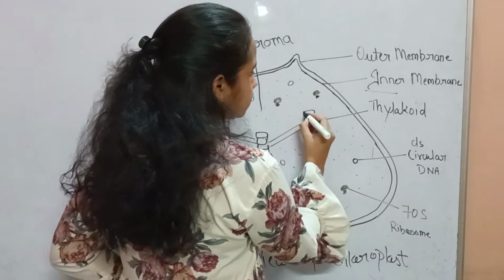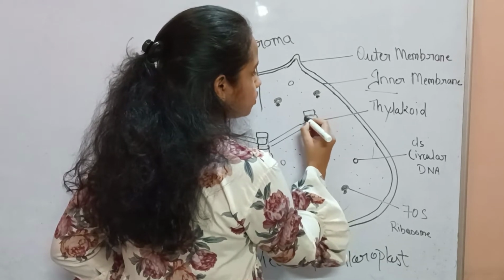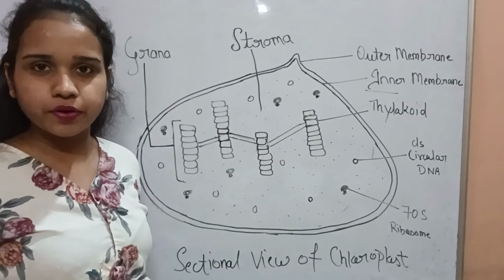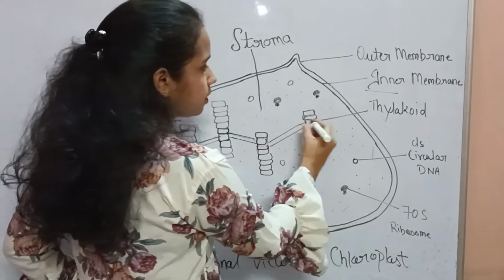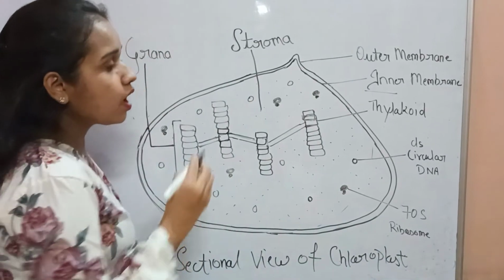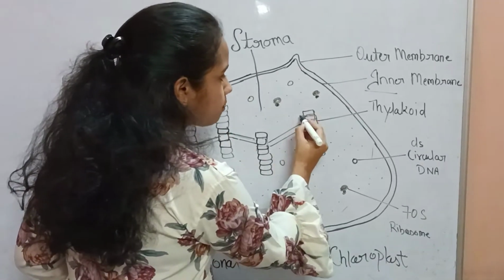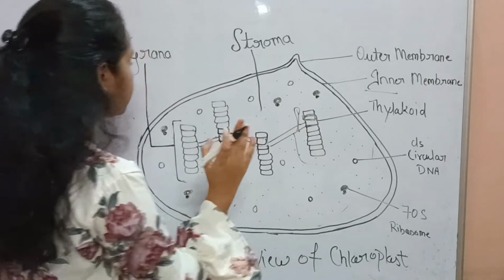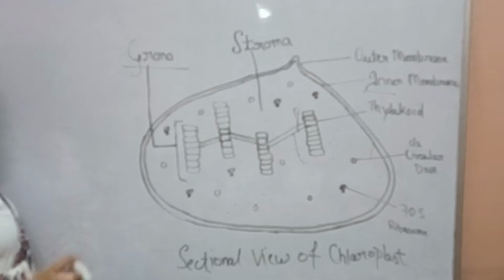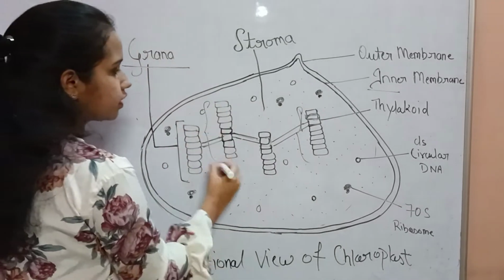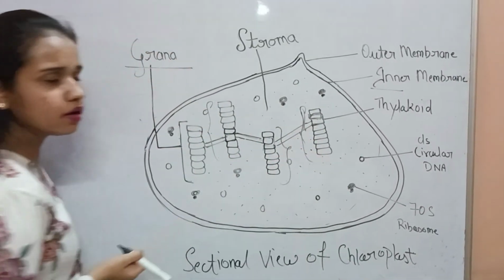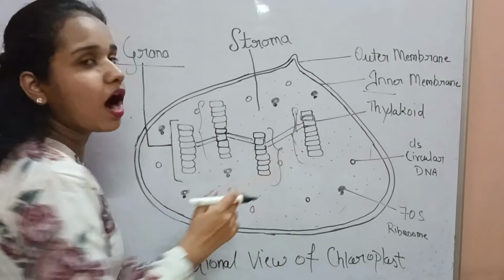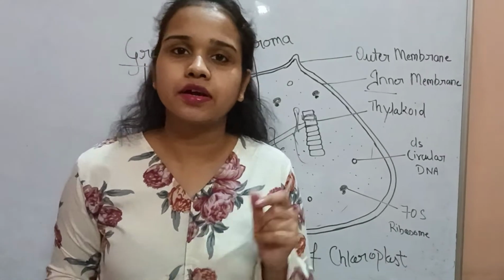Now what are thylakoids? These flattened membranaceous sacs which you can see, these are known as thylakoids. When these thylakoids are piled up together like this, they are known as grana. This is a grana, this is a grana, and this is also a grana. Now all these grana are collectively known as granum.